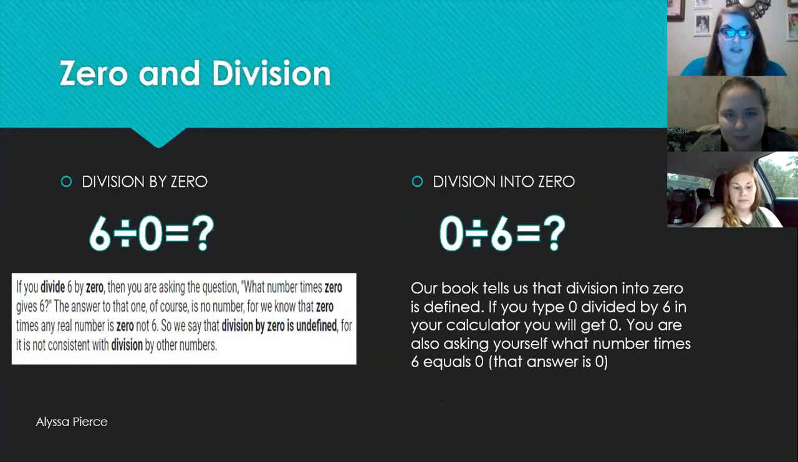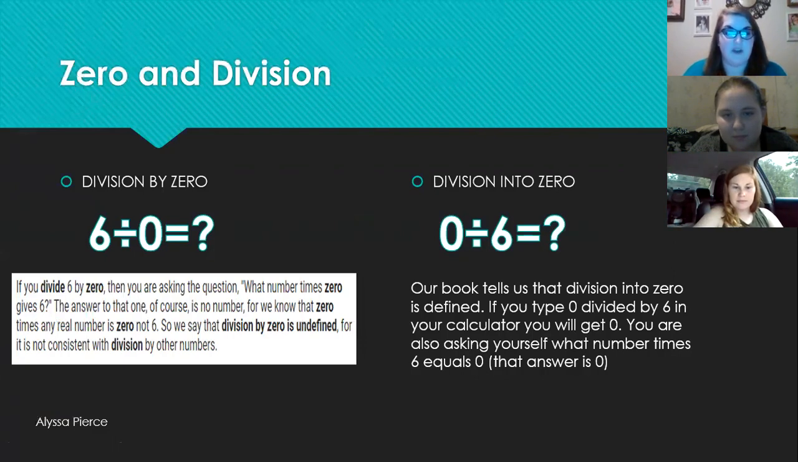So today I'll be discussing the difference between division by 0 and division into 0 to show you why division by 0 is undefined. Over here we have 6 divided by 0 equals question mark. Then we have 0 divided by 6 equals question mark. So we'll start with the division by 0, which is going to be our undefined one. Now down here I got a definition just off the internet because it kind of helped me understand things a little bit better in layman's terms for me.